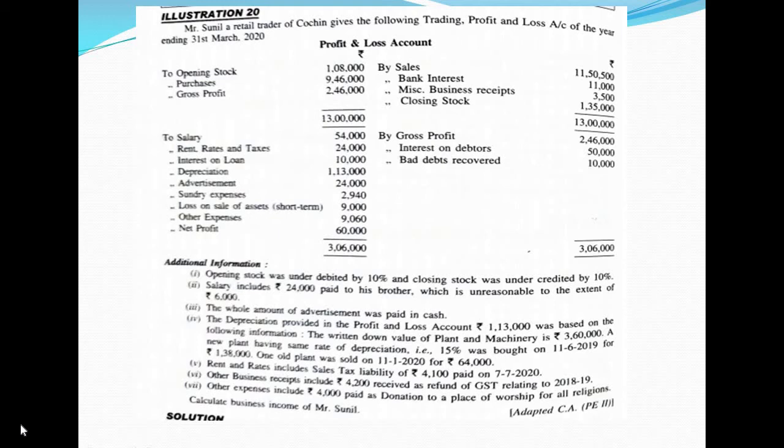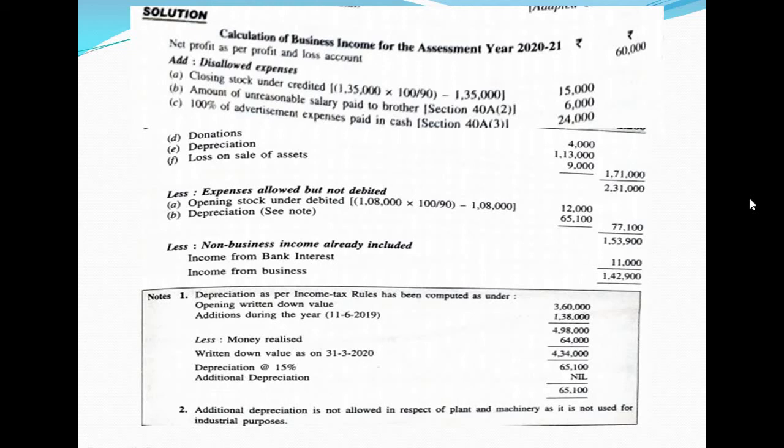Then point number seven says that other expenses include rupees 4,000 paid as donation to a place of worship for all religions. So this will be an inadmissible expense. Now let us look at the credit side of the profit and loss account, to find out the incomes which are not taxable under this head. Here we have only the bank interest. Now you can see the heading: calculation of business income for the assessment year 2020-21.